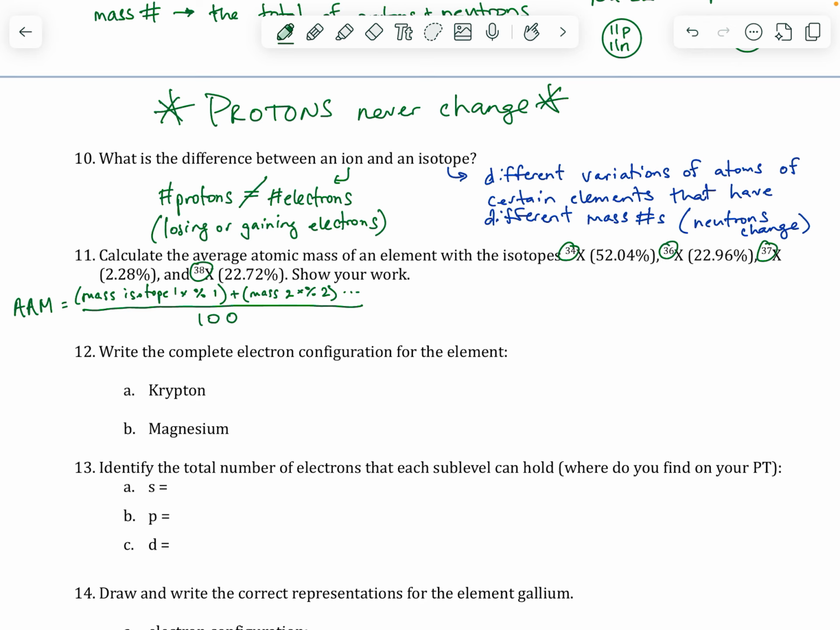And what we end up seeing is that for this particular isotope, we have a mass of 34 and a percentage for that of 52.04%, plus our next one, which is 36 times 22.96, plus 37 times 2.28, and 38 times 22.72. All right, and then all of that added together, and then you divide by 100.